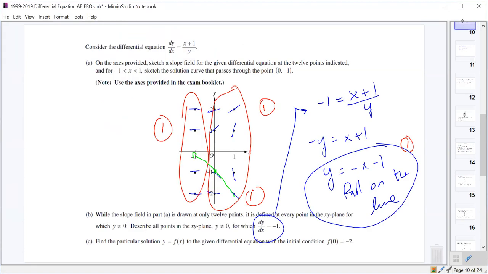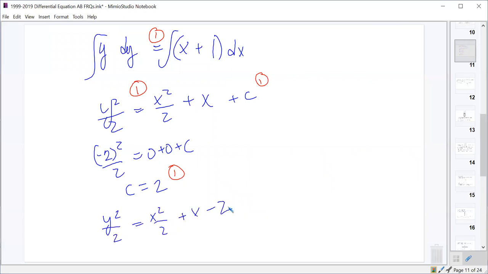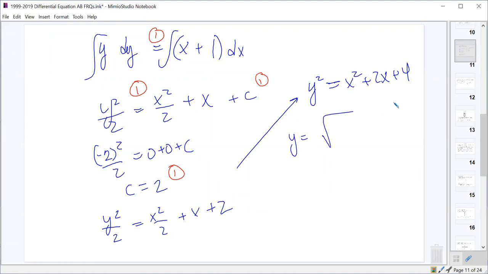What was our initial condition? That when x is 0, y is -2. So we got -2 squared over 2 equals 0 plus 0 plus our constant, which gives you a constant of 2. Fourth point. And to get your last point, you successfully solve y squared over 2 equals x squared over 2 plus x plus 2. Multiply everything by 2. Gives us y squared equals x squared plus 2x plus 4. And then square root. And when you square root, you have to recognize that you can get a positive or a negative value in front of that square root.